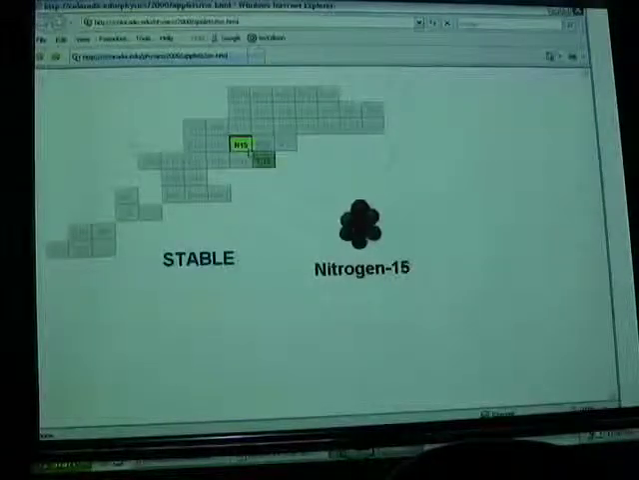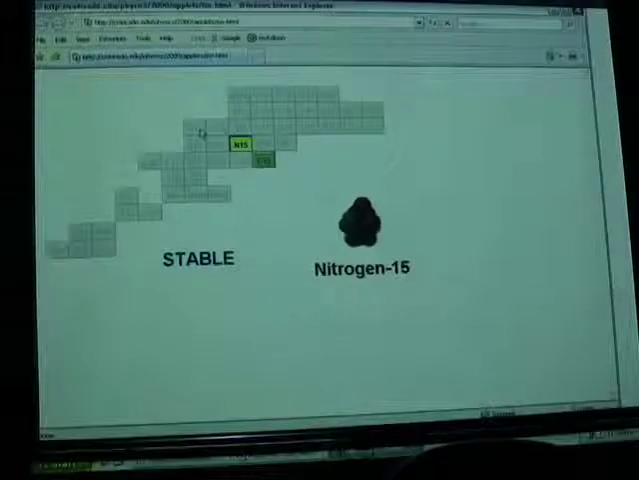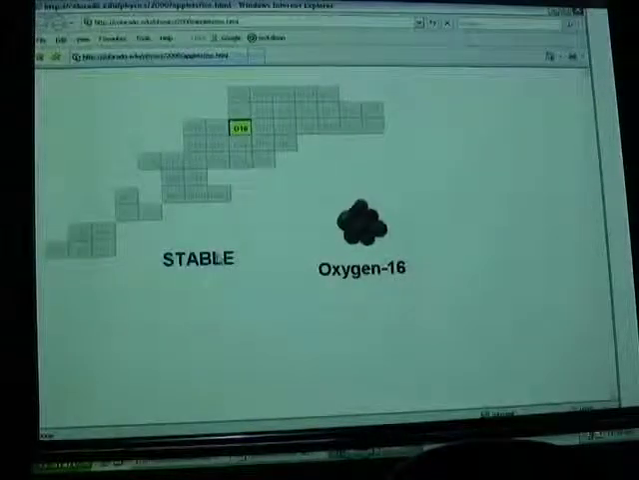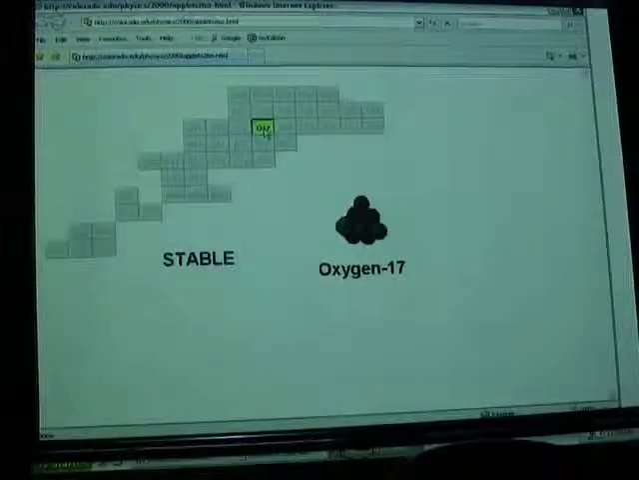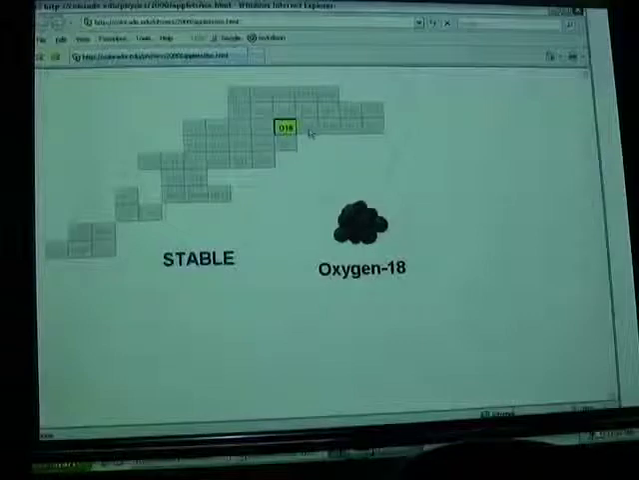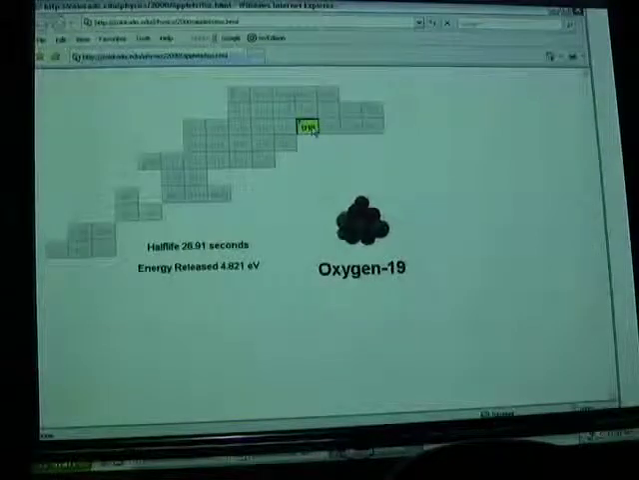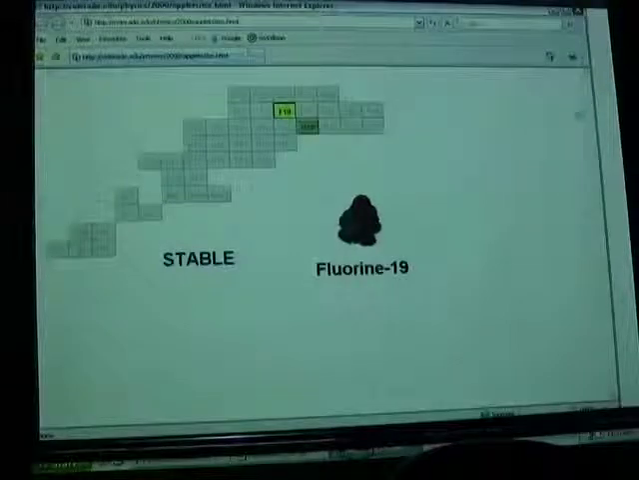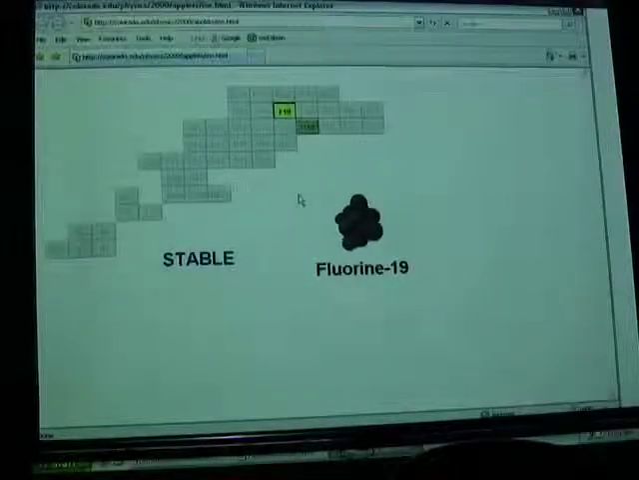That also disintegrates. If you look at the oxygen here, oxygen-16 is the normal oxygen that is stable. Oxygen-17 is also stable. Oxygen-18 is stable. Oxygen-19 is unstable. Well, you can actually play with this as you go on.